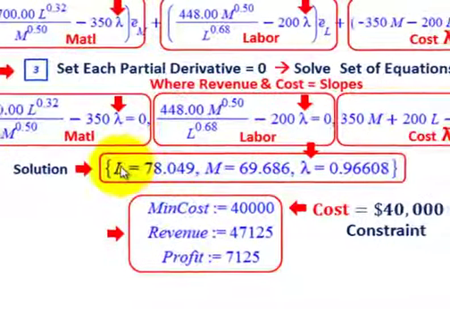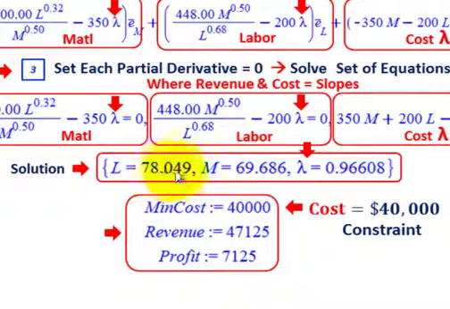So here's our solution. So many units of labor, 78.049, some fractional amount here. Material, 69.68. And then the Lagrangian multiplier, the key number that we're going to have to look at here, 0.96608. And the key is, in this case, our Lagrangian multiplier is less than 1. We really want to look at that Lagrangian, how much it's greater than 1 and how much it's less than 1.